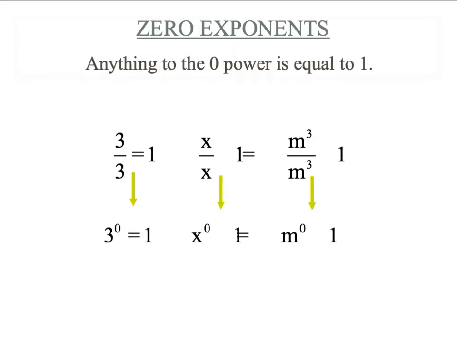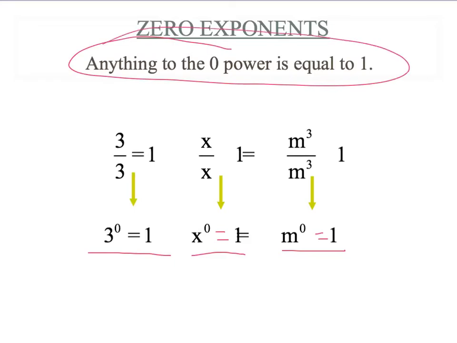Here's just a visual to remember that anything to the 0 power is equal to 1. Here we have 3 divided by 3, so 3 to the 0 power is 1. x to the 0 power is equal to 1, and m to the 0 power is equal to 1. Anything to the 0 power is going to be equal to 1.